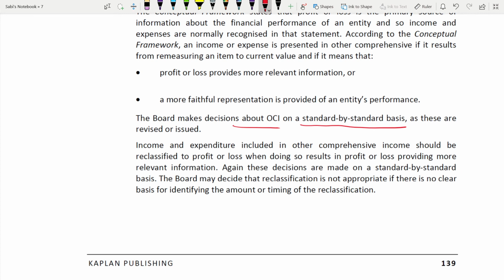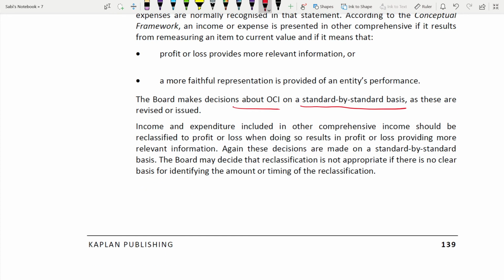As they are revised or issued. Now we're talking about income and expenditure included in OCI should be reclassified to profit and loss. Now they are saying when they should be reclassified. Okay, it should be reclassified to P&L. The income and expense which are recorded in OCI should be reclassified to P&L when doing so results in profit or loss providing more relevant information.